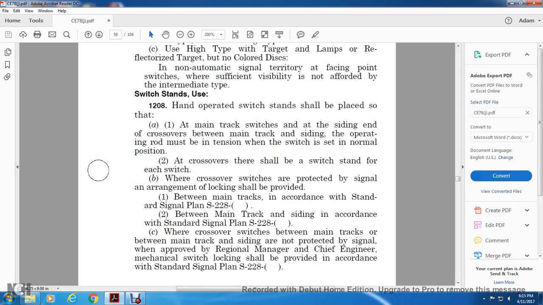Switch stands for use. Hand-operated switches shall be placed so that the main track of the switch at the siding end of the crossover between the main track and siding, with the operating rod, must be set in tension with the switch at the set normal position. Crossover switches shall be with the switch stand with each switch.